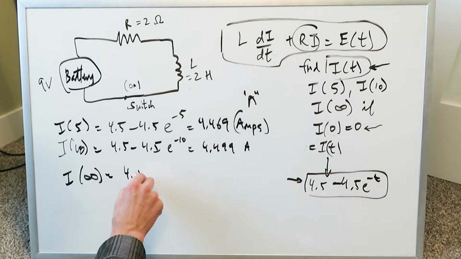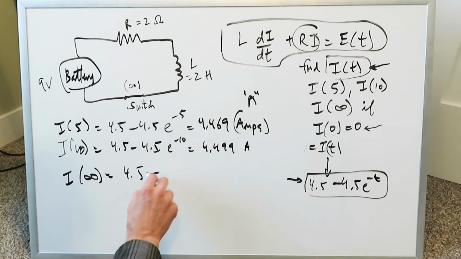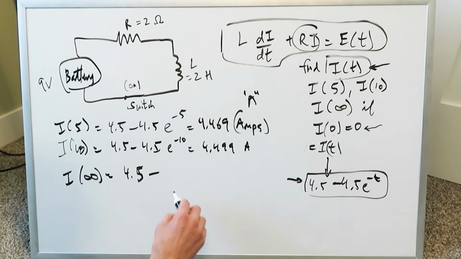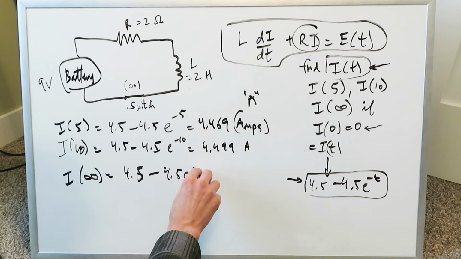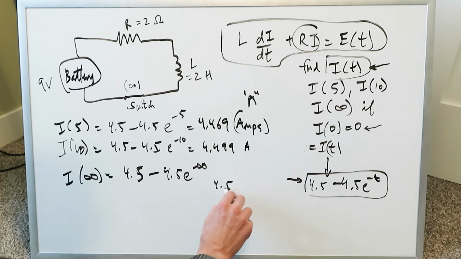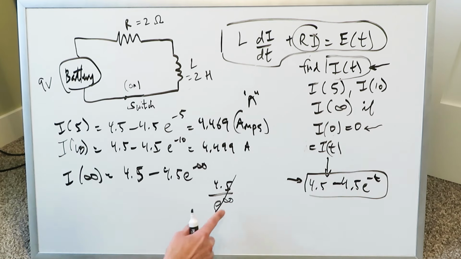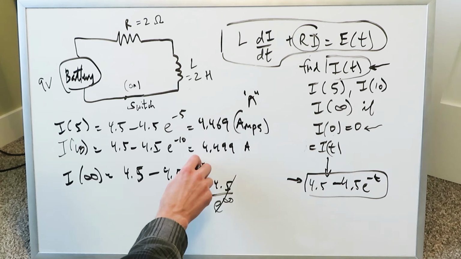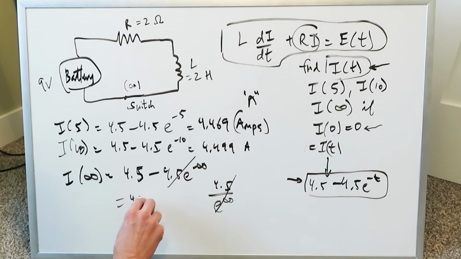And you don't even have to calculate this because you can do simple mental math here. 4.5 e to the power of minus infinity is the same thing as 4.5 divided by e to the power of infinity. All of this will zero out. It zeroes out because you have such a large number here in the denominator. This zeroes out. It's just going to be 4.5 amps. And that right there will be your answer.